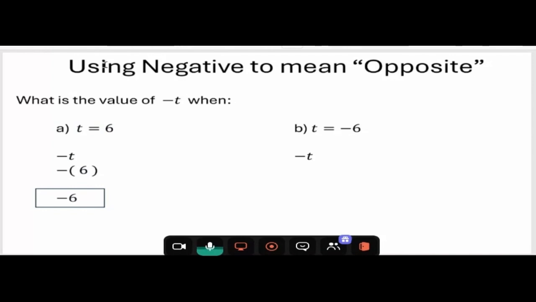Over on this one, we're going to do the same thing. We want to evaluate what is the value of negative t. I replace the t with a bracket, and this time I'm going to sub in t equals negative 6. So the t gets replaced by a negative 6, and now we can see we have that situation we've already run into a couple times. The negative of a negative, in other words, the opposite of negative 6 is positive 6. And again, you see we're lazy. We know there's a plus in front of that 6, but we know we don't have to write it, and we still know it's there.